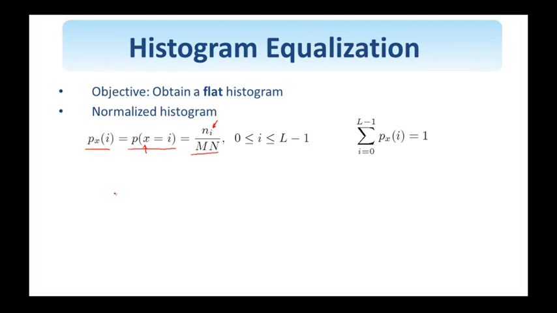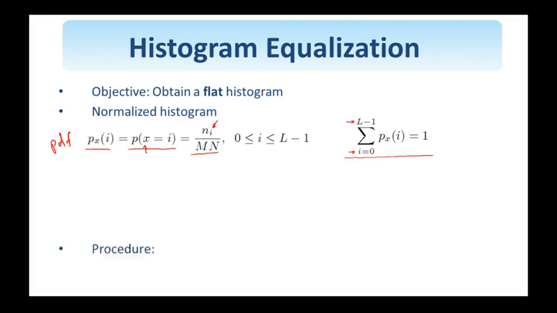So this number is clearly less than 1, and more than that, if I add up all these probabilities, their sum is equal to 1. I sum up over the range of intensities here. The intensities range from 0 to L minus 1. So this is a probability density function.